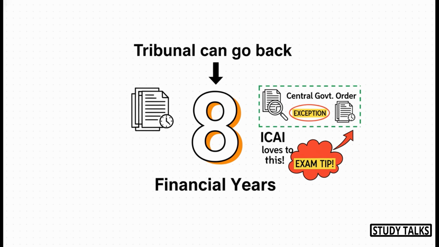Okay, get your highlighters out because this number is a classic exam question. How far back can the tribunal order a reopening? The standard answer is a maximum of 8 financial years. But, and you know how ICAI loves to test this, there's an exception. If the central government had already told the company to keep its books for, say, 10 years, then the reopening can go back for that full 10-year period. Don't forget that little detail.